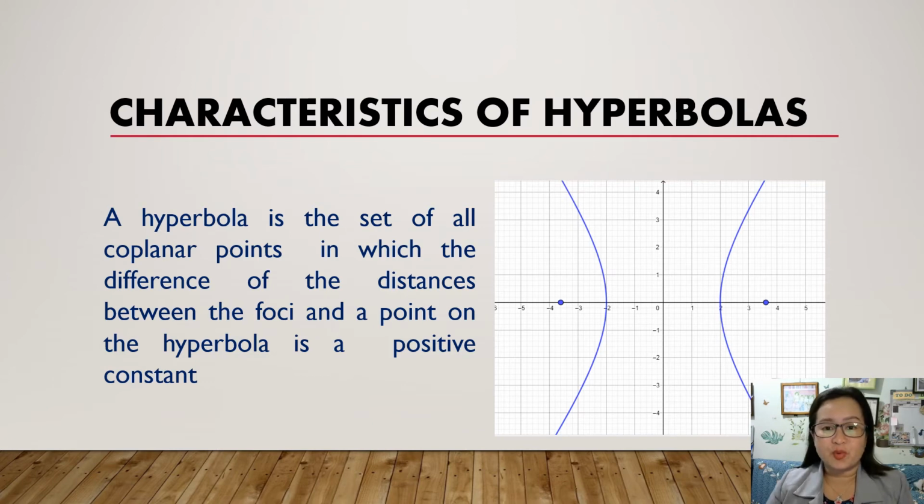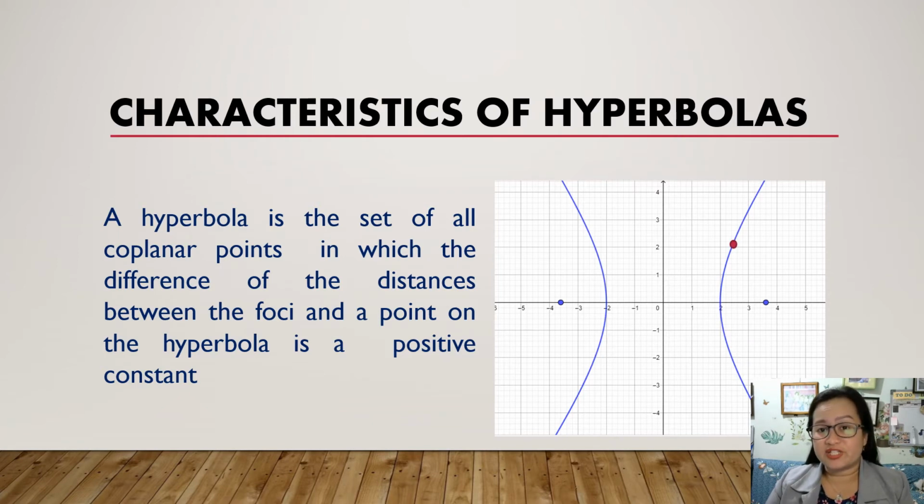Let's get another point on its lower left. Let's label that P sub 2. Getting the difference of its distances from the two foci, we will get a constant that is equivalent to 2A. Let's get another point on the lower right. Let's label that P sub 3. Then, getting the difference of its distances from the two foci, we will still get a constant that is equivalent to 2A.